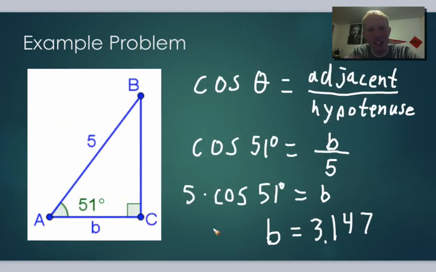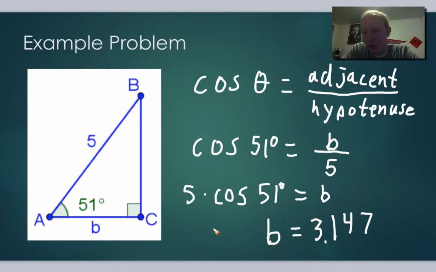Before you get started, go ahead and type that in your calculator. Make sure 5 times cosine of 51 gives you 3.1466, or 3.147. If it doesn't, fix it before you try the rest of these problems. The idea is simple. That's probably the biggest thing that happens on this homework: students use the wrong calculator mode.